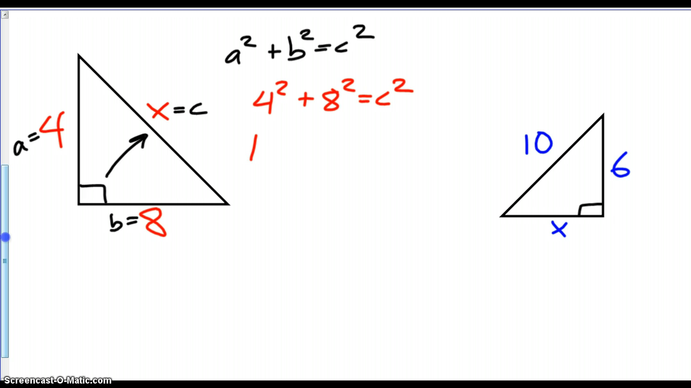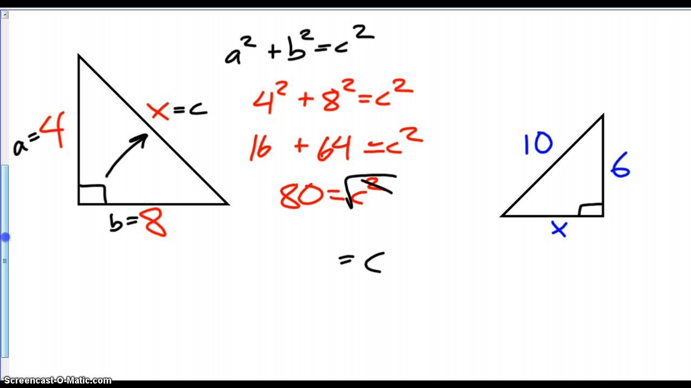And 4 times 4 gives me 16, 8 times 8 gets me 64, and then I add those two together and I get 80. Alright, now in order to solve for c, I need to do the inverse of squaring, which is a square root. So a square root will undo anything that's squared, leaving us with c. Okay, so that does cancel that out. But then remember, in an equation, I have to do the same thing to the other side.